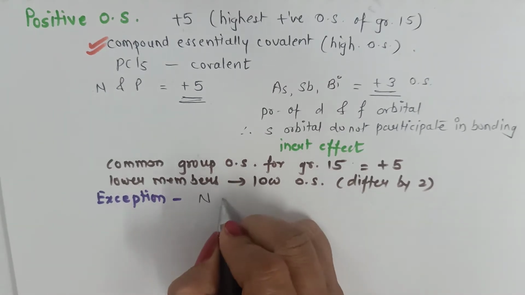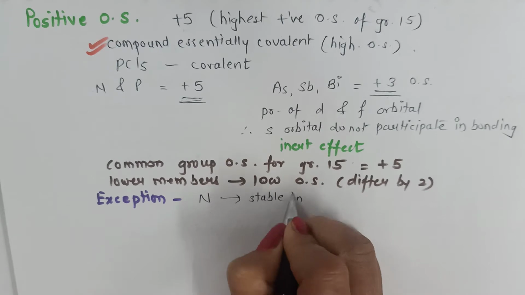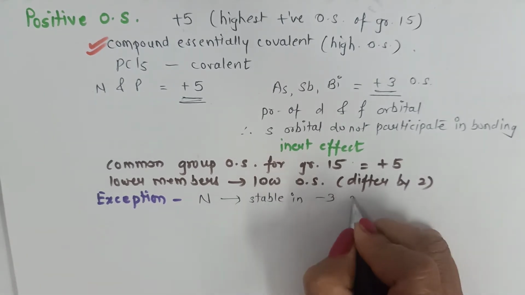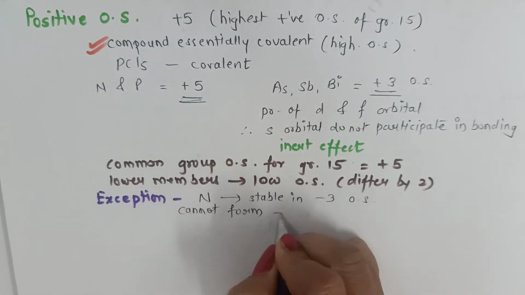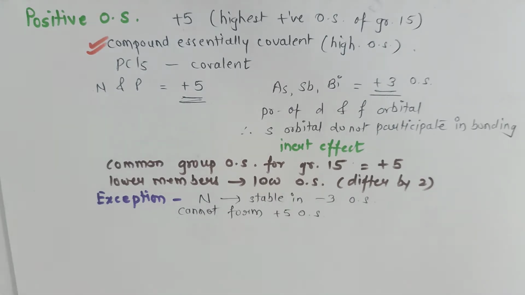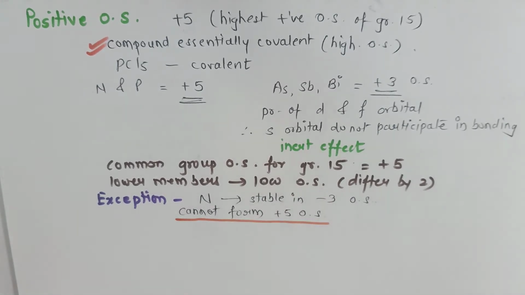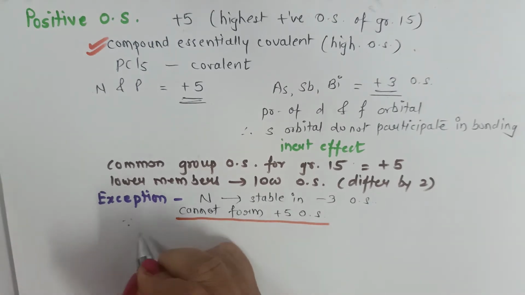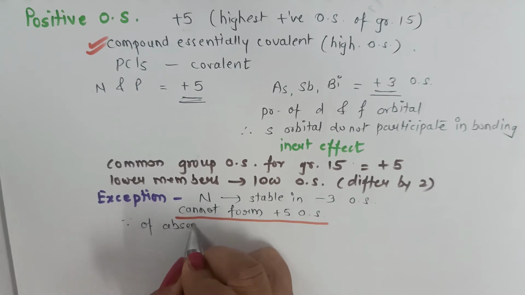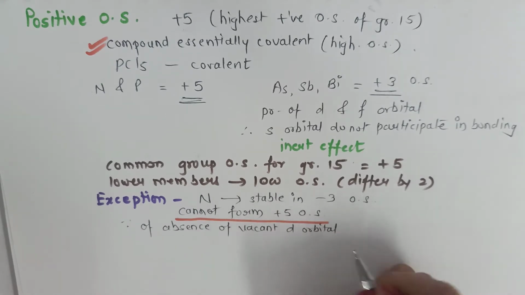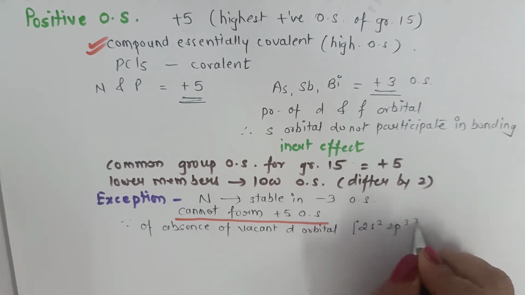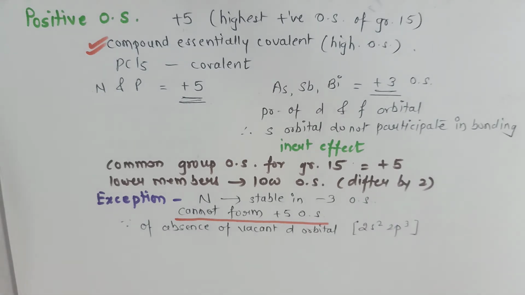It is nitrogen. Nitrogen is stable in -3 oxidation state. It cannot form +5 oxidation state. Remember this concept, nitrogen cannot form +5 oxidation state. Why? Because of absence of vacant d orbital. Since d orbital is absent here, we know the configuration of nitrogen is 2s2 2p3. So 2d orbital is not there, and therefore we can say nitrogen cannot extend its covalency beyond 4.